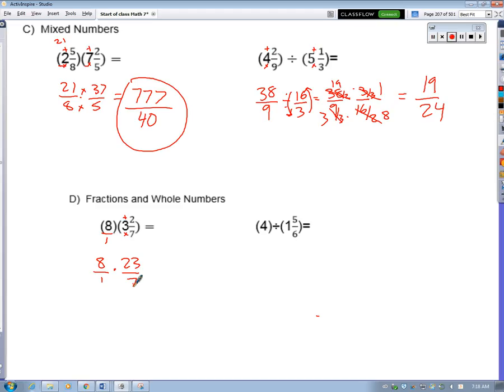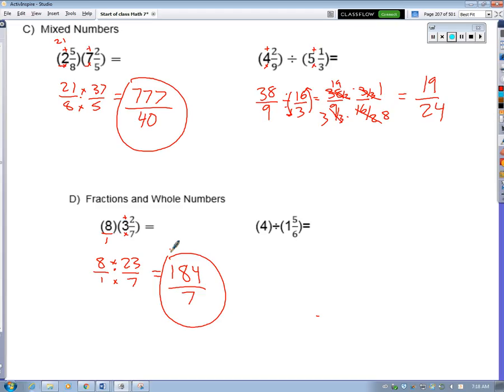Okay, and it looks like in that case, there's nothing I can simplify down. I'm just going to have to go ahead through my normal multiplication steps. So I multiply across the top. 8 times 23 is 184. And 1 times 7 is 7. That's as far as that reduces. Okay, again, kind of a big ugly fraction, but that's how it works sometimes.